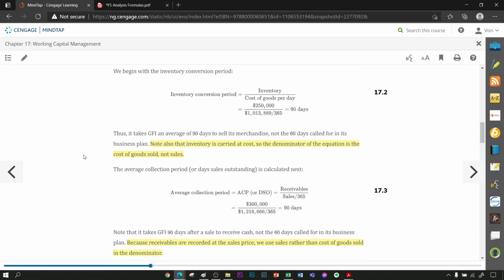So, tuloy lang natin yung pagbasa dito. Thus, it takes GFI an average of 90 days to sell its merchandise, not the 60 days called for in its business plan. So, hindi nasunod yung plano. Note also that inventory is carried at cost. So, the denominator of the equation is the cost of goods sold, not sales. Kasi nga, yung sales figure ay may markup na. So, mas okay kung yung cost yung gagamitin natin.